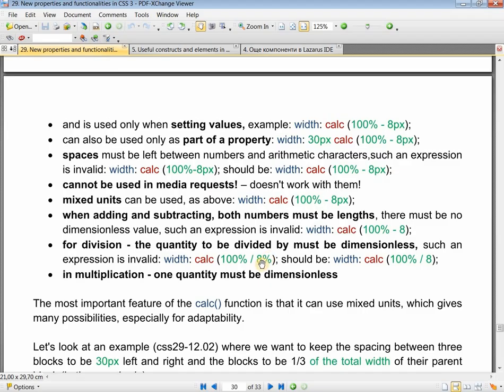Now, 100% divided by 8%, and here it should be written like this, 100% divided by 8. So remember, when adding and subtracting, you have to have lengths. So, this is invalid for subtraction. However, for division it should be like this, and for multiplication, in fact one of the quantities should be dimensionless.